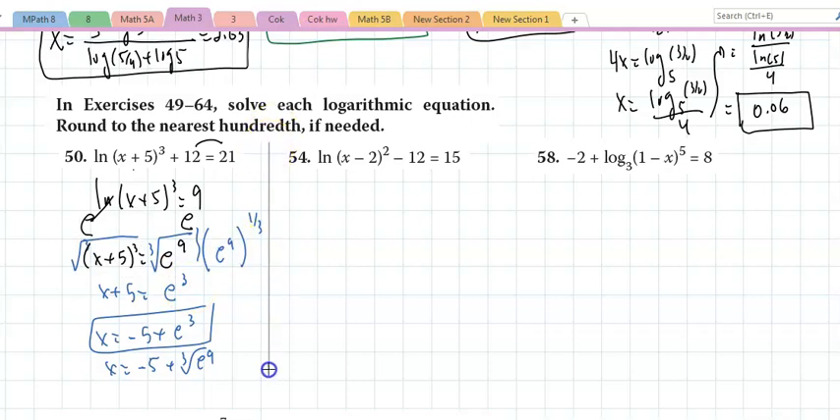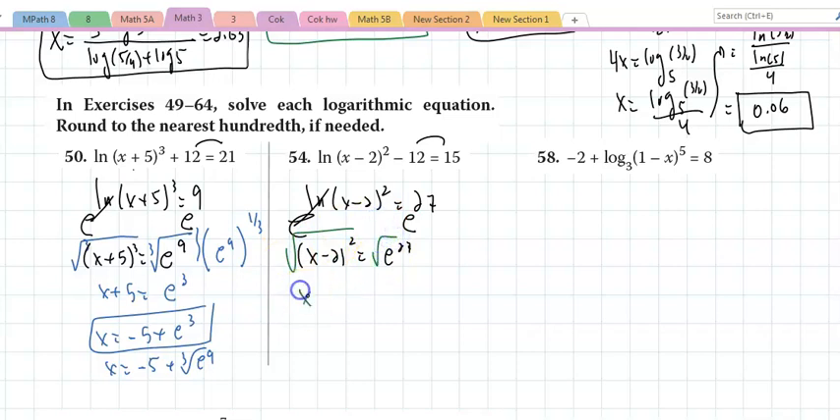Alright, how about this problem? This is a log equation. You isolate the log by itself. That's how you solve any equation in math. And now you're going to make this a power of e, because there's no way you could use logs. Well, x minus 2 squared is going to equal e to the 27. How do you solve a square? You square root both sides. I give it away. x minus 2 equals plus or minus the square root of e to the 27. Add 2 to both sides.